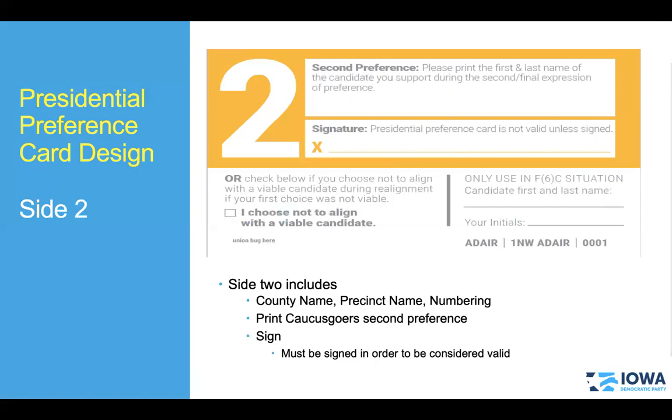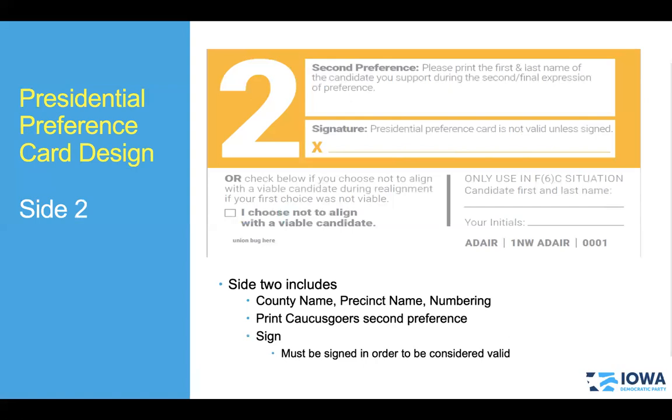There will be further training on this for you as we get closer to caucus date, but this is how you would fill out the presidential preference card. I will also note that all of these cards will have the name of the county, the name of your precinct, and be numbered starting at 001. The party, the IDP, will be providing a set number of cards for each precinct, and they will be numbered all starting at 001 through the number that we have provided for your precinct.